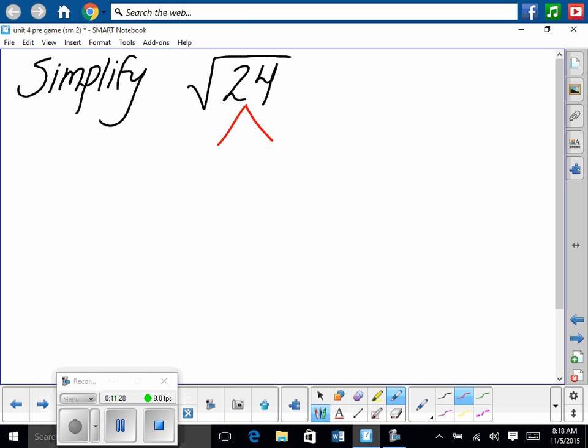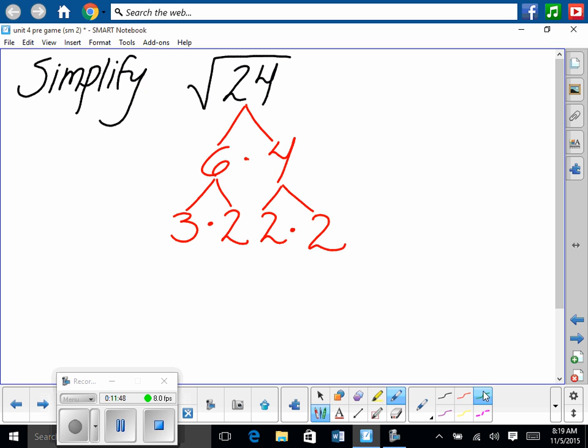So which one do you want to use, 6 and 4 or 2 and 12? 6 and 4. All right, so 6 times 4 is 24. Then look at your numbers. Do they break down further? Yes. 6 breaks down into 3 times 2. 4 breaks down into 2 times 2. Now don't double dip. 4 is no longer there. 6 is no longer there. We rewrote it as these factors.